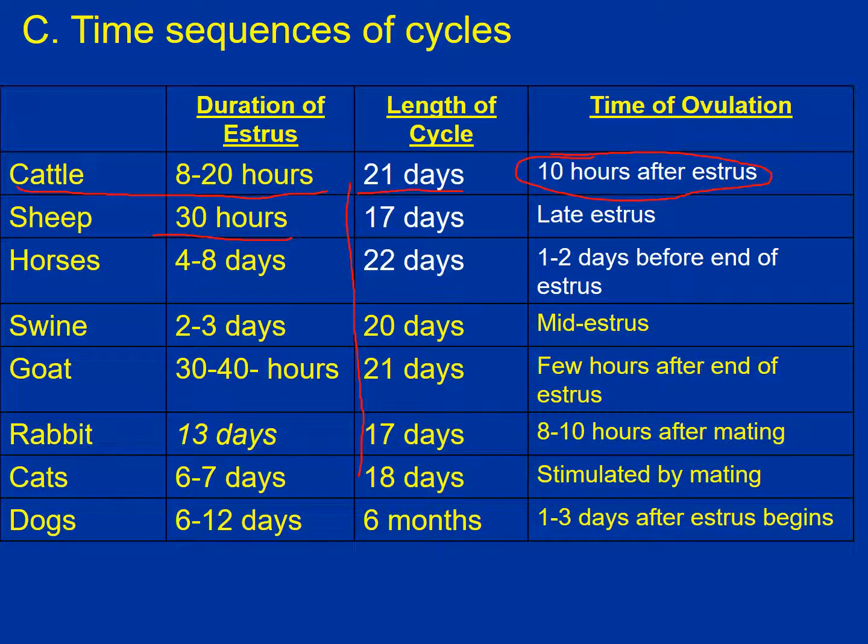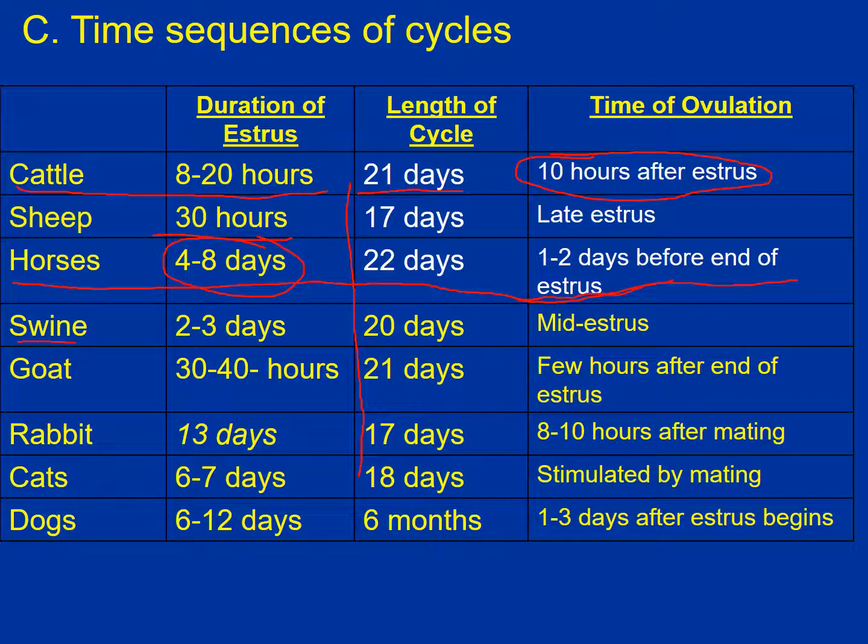Horses, their duration of estrus is 4 to 8 days, and I'm really not sure why estrus would have to be that long. It makes it difficult in horses if you're doing artificial insemination, where you're trying to time the insemination so that it goes along with the time of ovulation. Length of cycle 22 days. 1 to 2 days before the end of estrus is when we have ovulation. So again, in horses, timing of insemination can be a little bit of a tricky proposition.